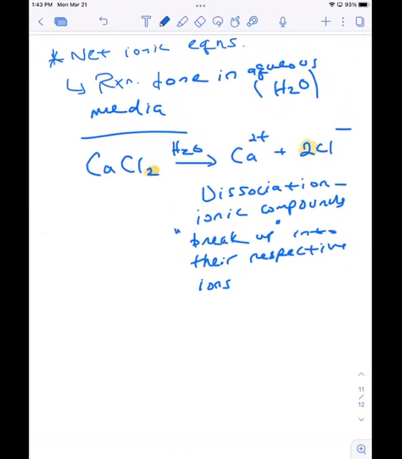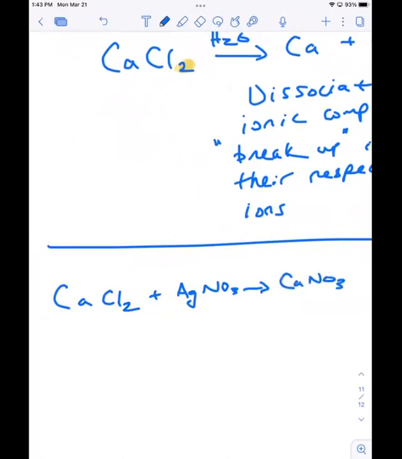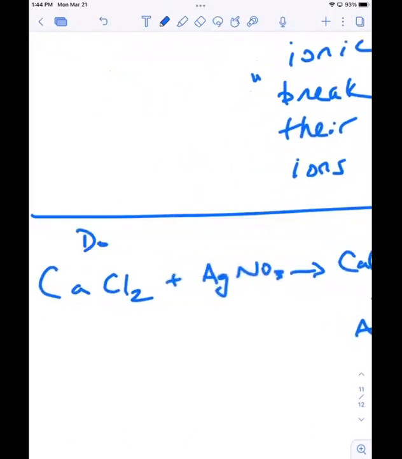So let's take an example. You have calcium chloride, and then you have silver nitrate, and that's going to give us calcium nitrate and silver chloride. So this type of reaction, we call this a double displacement.